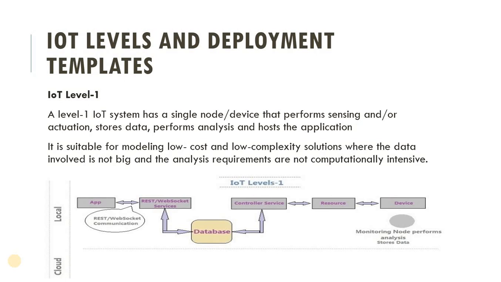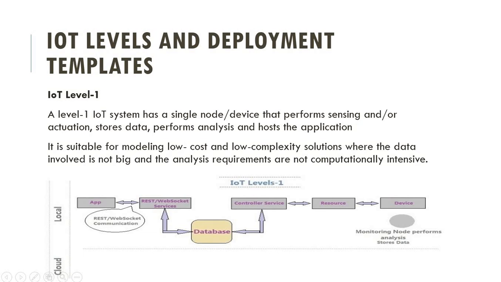So let's start with the IoT level 1. An IoT level 1 system has a single node device that performs sensing and actuating or storing the data, performs analysis and hosts the application. Now as seen in this figure, there are total 2 departments here. This is a cloud base and this is a local device. So in the level 1 application, all the configuration is made locally.